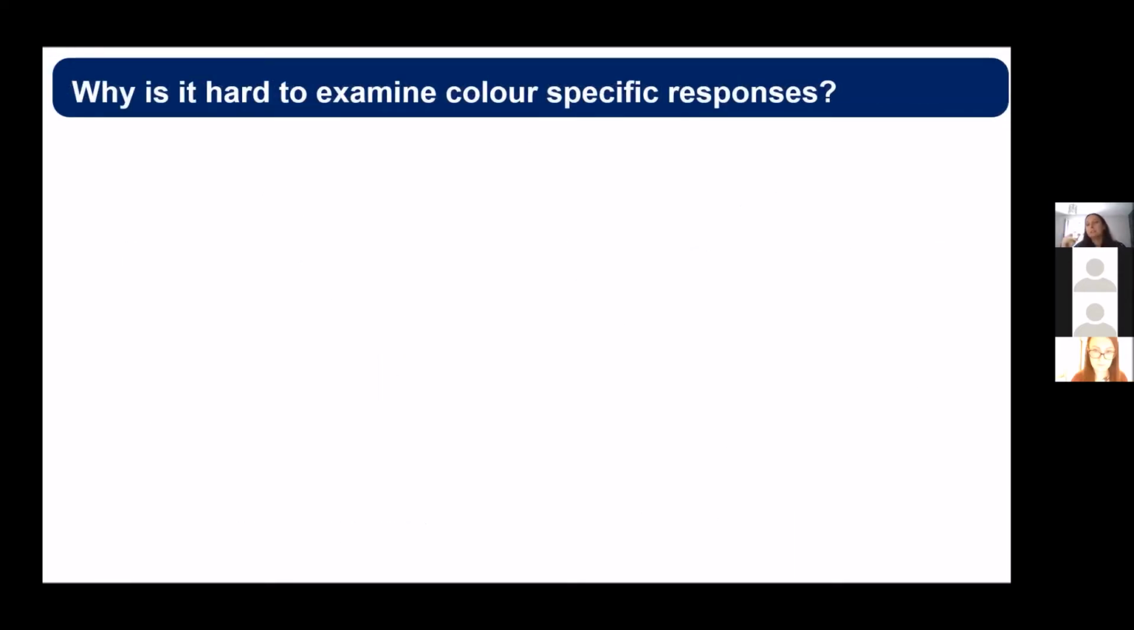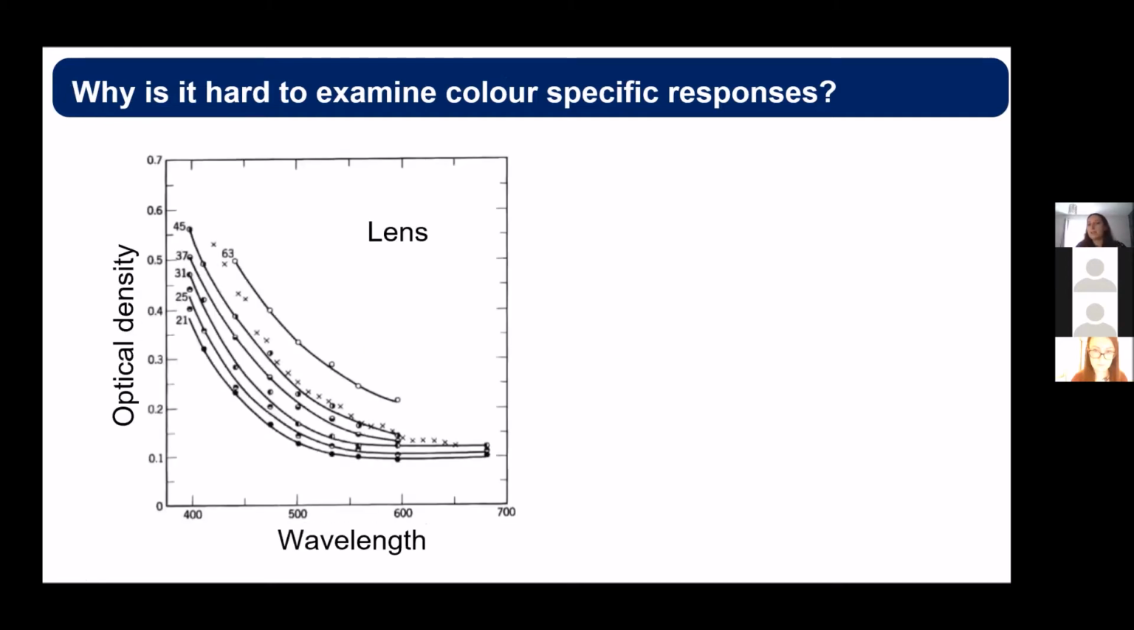So firstly, why is it difficult to look at colour-specific mechanisms? The spectral properties of stimuli are changed within the eye as a result of spectral absorption in both the lens and macular pigments. For the lens, the spectral absorption varies as a function of age. This graph shows the changing spectral absorption properties over the lifetime.